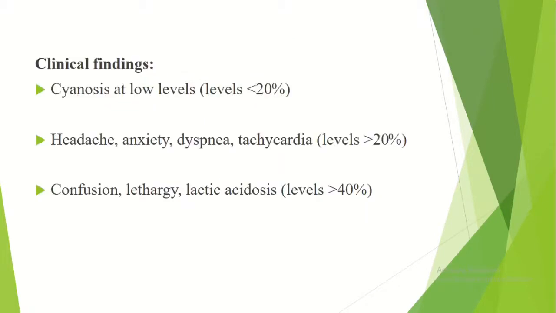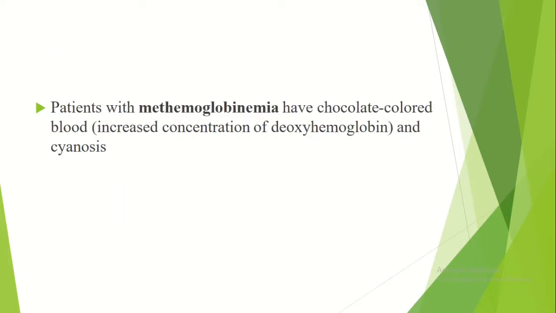Okay, patients with methemoglobinemia present with cyanosis when the methemoglobin level is low, less than 20%, and as the level of methemoglobin increases, they can present with headache, anxiety, dyspnea, tachycardia, confusion, lethargy, and lactic acidosis. Patients with methemoglobinemia have chocolate-colored blood and cyanosis, and we said that cyanosis is bluish discoloration of the skin and mucous membrane. And they have chocolate-colored blood because they have increased concentration of the deoxygenated form of hemoglobin, the deoxyhemoglobin, and the color of the deoxyhemoglobin is dark.